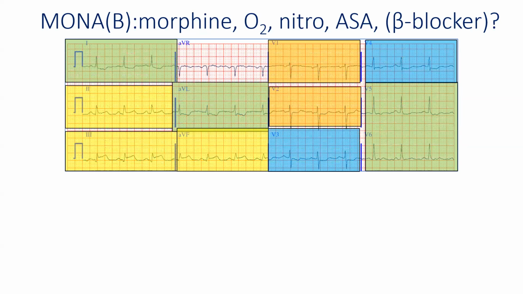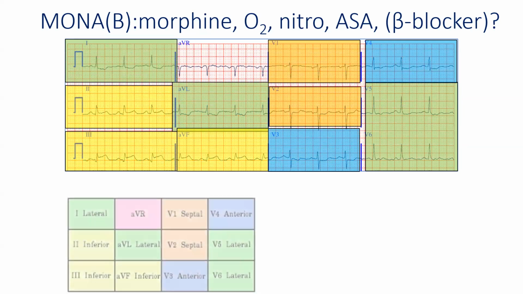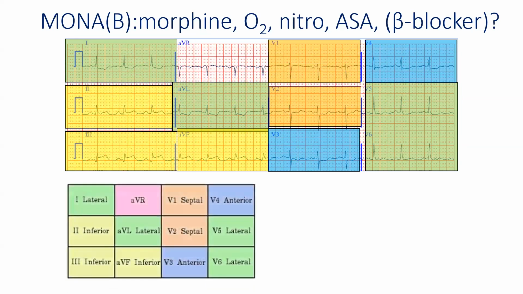And these are just kind of the leads, right? 2, 3, and aVF are really your inferior leads, so we think about RCA. This is for a STEMI, ST elevation MI. Inferior leads, generally RCA. Lateral leads, V5, V6, lead 1, usually circumflex. Anterior leads, V1, V2, V3, V4, usually LAD. Not always, but this is usually the way we think about things.